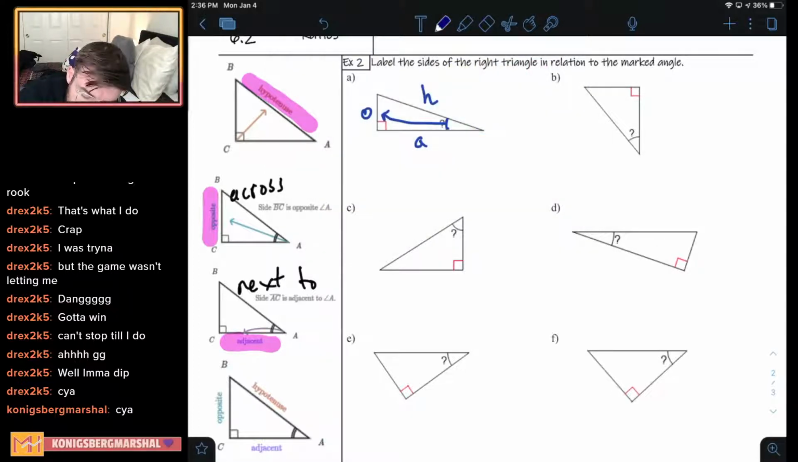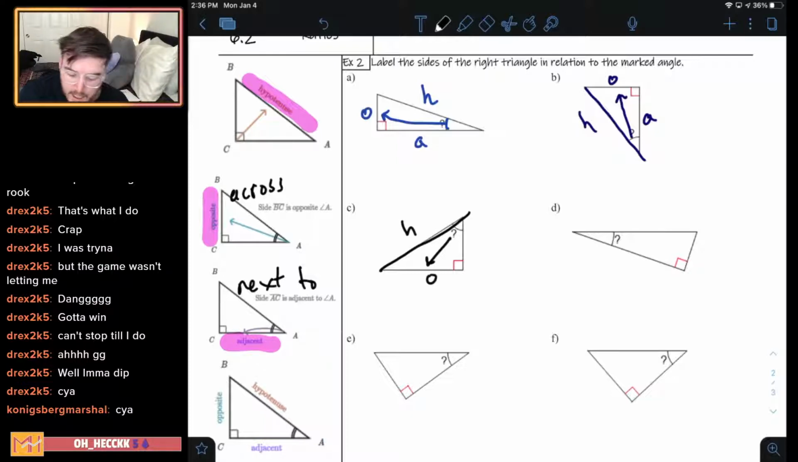Right? The long side is always the hypotenuse. You can just answer that right away. And then the one that's across is opposite, and the one that's right next to it is adjacent.